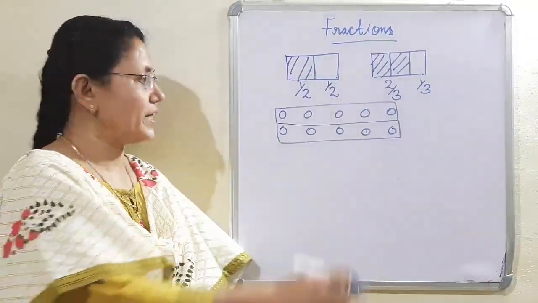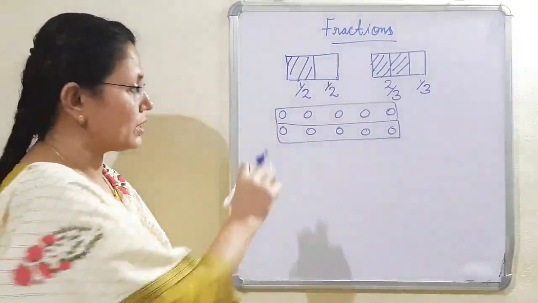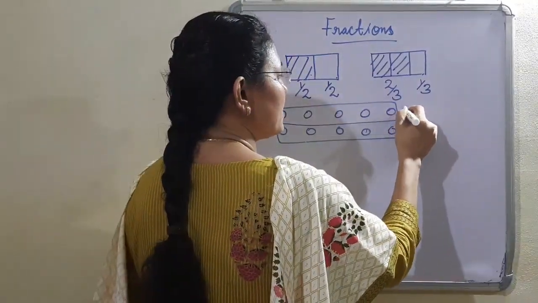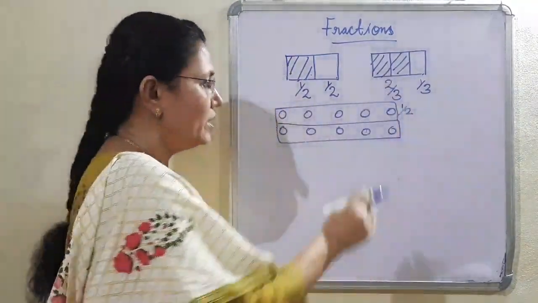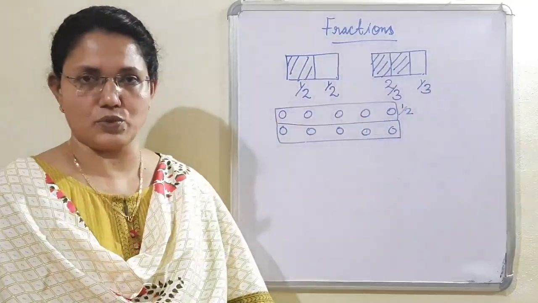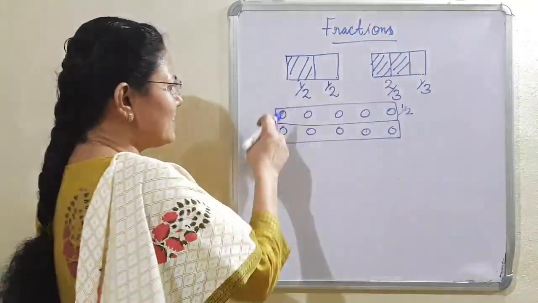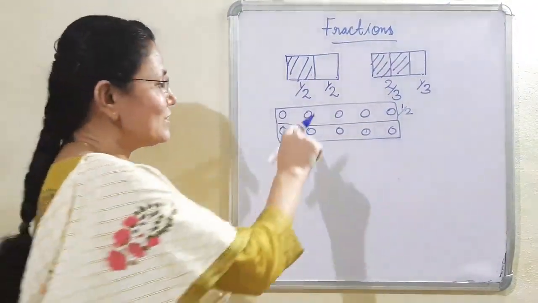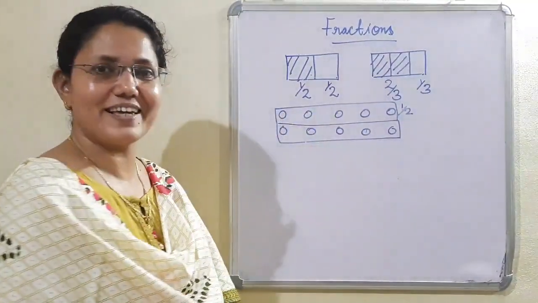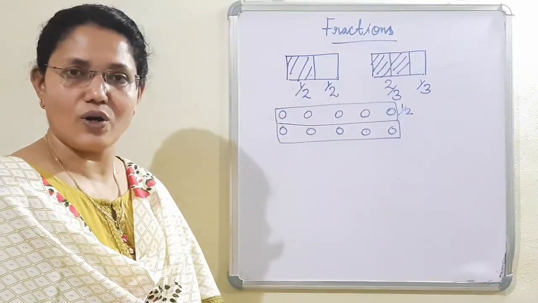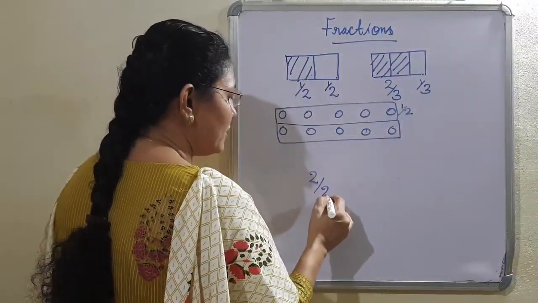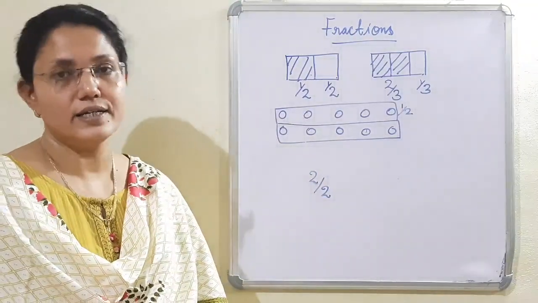Now, what is the fraction of these 2 groups? Total 2 groups are there. Out of 2, the first group we can represent as 1 by 2. This is also 1 by 2. Now, how can we make this a whole? Total 2 are there. These 2 parts together make what? Whole. Therefore, actually, whole means a fraction with the numerator and denominator the same.